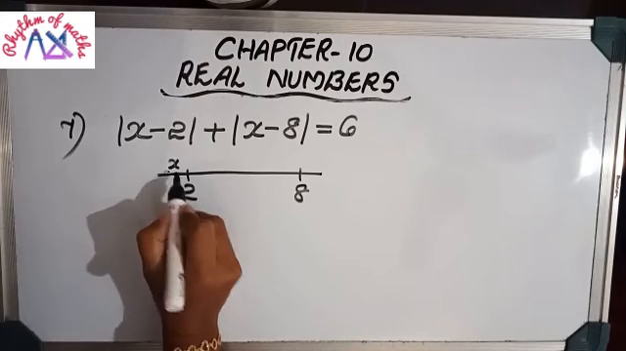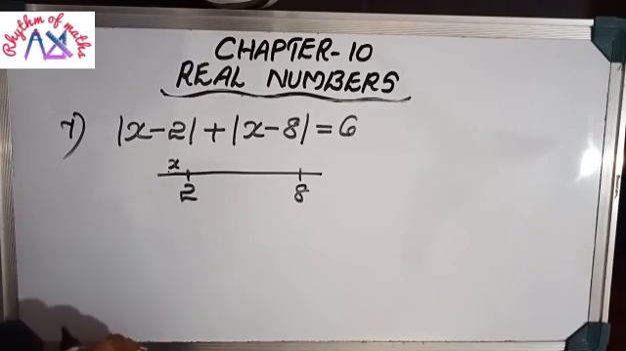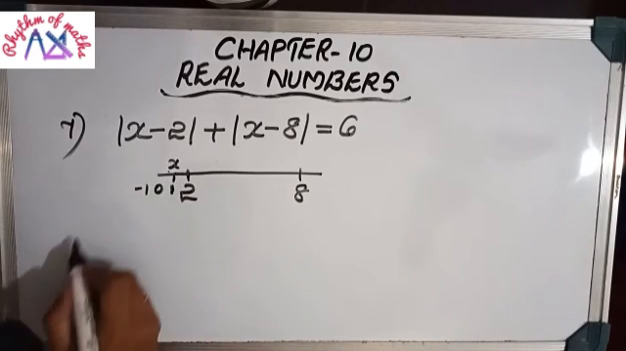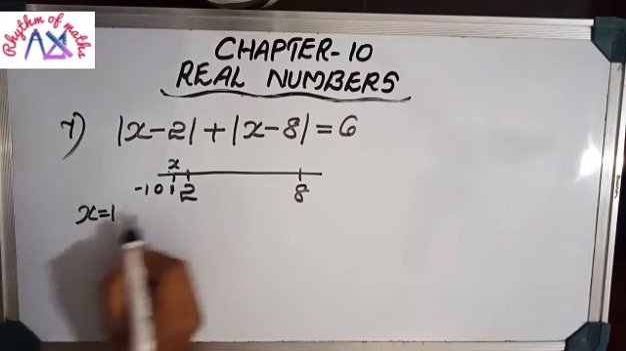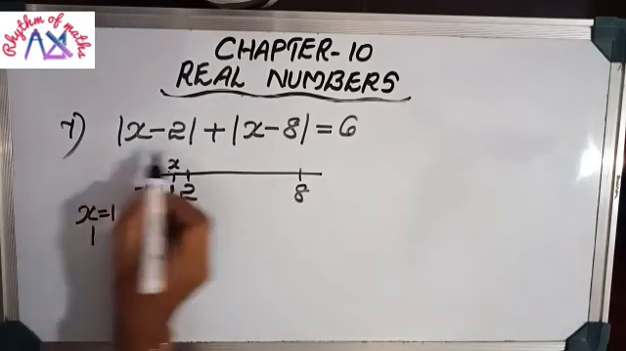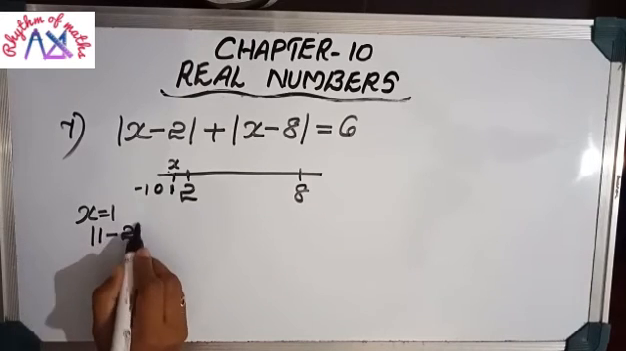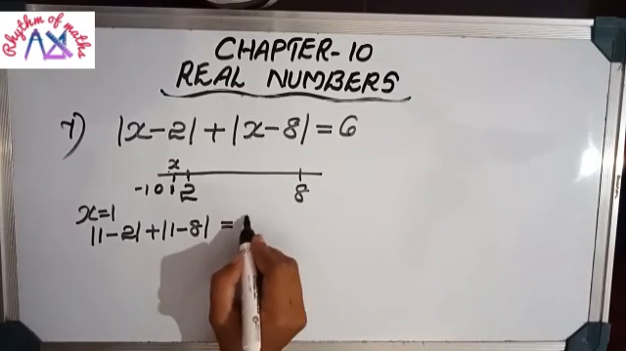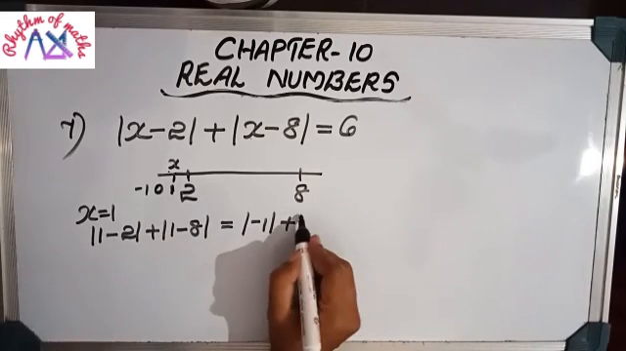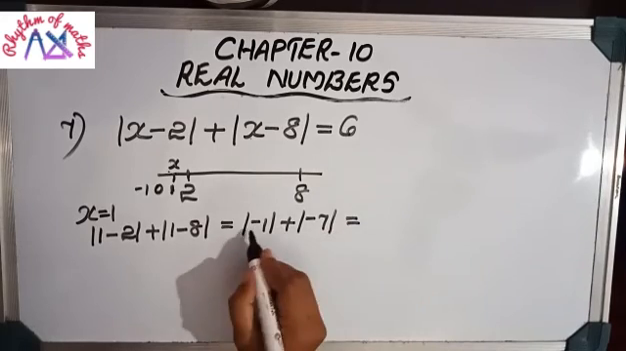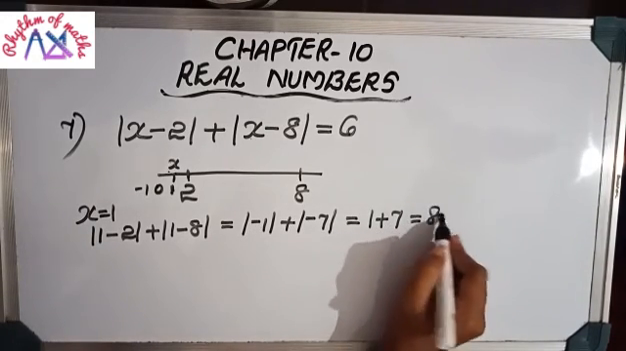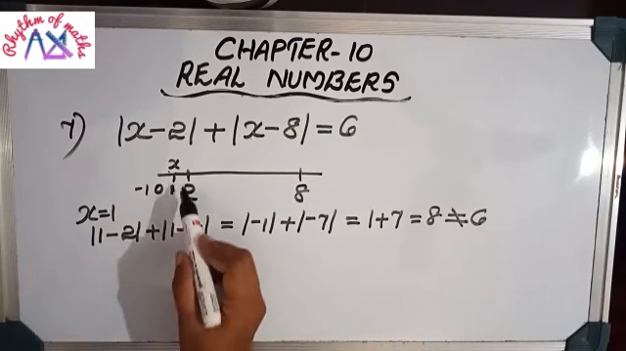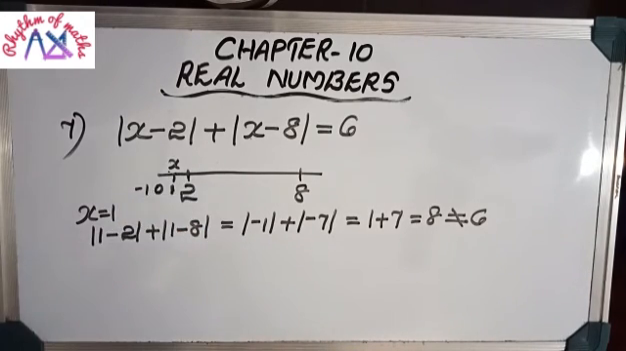Suppose the number x is towards the left. That is x less than 2, like 1, 0, minus 1. Suppose x is 1. Let's check the distance: modulus of 1 minus 2 plus modulus of 1 minus 8. 1 minus 2 is minus 1, so 1, plus 1 minus 8 is minus 7, so 7. That is 1 plus 7, which is 8. 8 is not equal to 6. We must get 6 but we got 8, so it is not possible. Towards the left, no number we can choose.